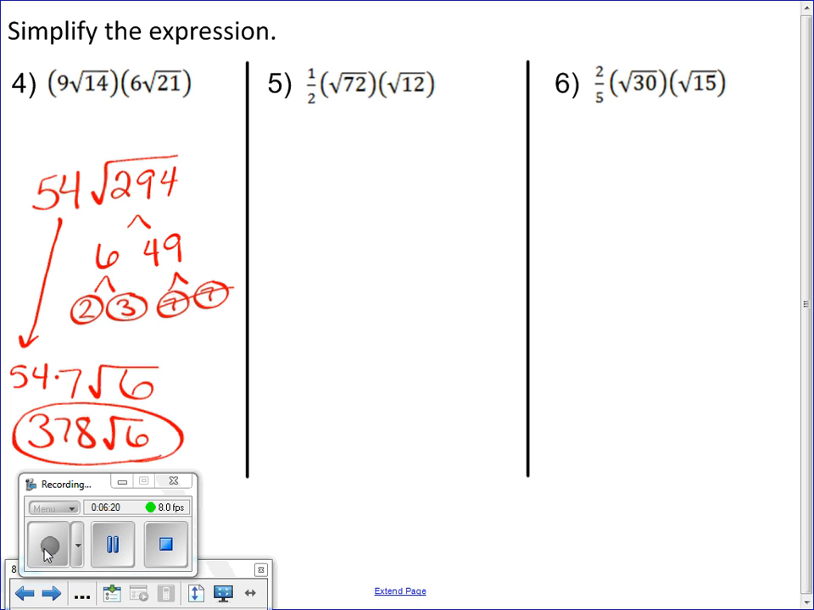All right, number 5. People panic because there's a fraction there. Because it's ugly. A lot of students are like, oh, fraction, I'm not doing it. I'm like, people, it's a fraction, it's a number. Half is a number. People panic over that all the time. It's just a number. So we're going to go ahead and start with, we can multiply the radicals, right? Half still stays there. What is 72 times 12? 864.